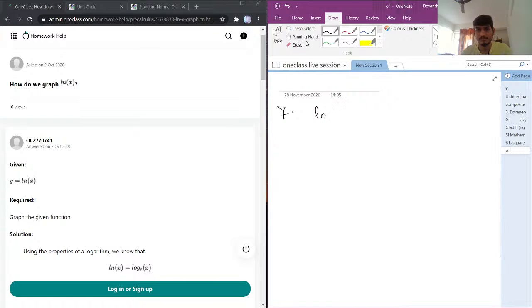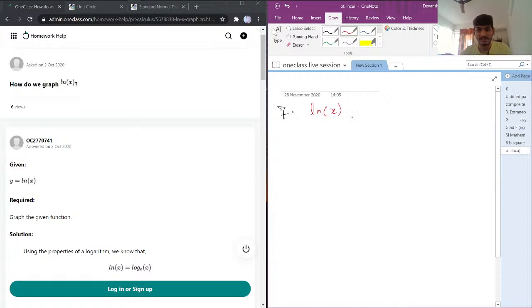ln of x. I just have the habit of writing magnitude. I'll just remove this because log of a negative number is not possible. Yeah, so we need to graph ln of x.